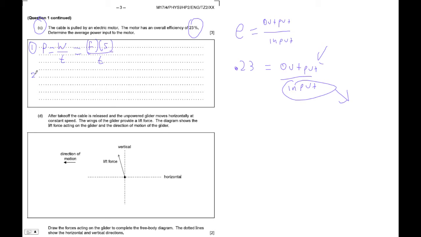Another way to find the power output is to use force times velocity. Use the force you got from part B, and use the average velocity. The average of 27 and 0 is 13.5. So the average power, because they're talking about the average power.